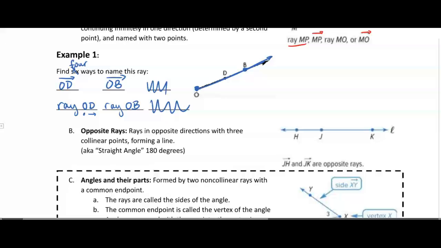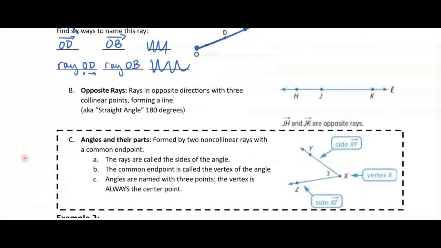When we have any 2 rays going in opposite directions forming a line, these are called opposite rays. They form a line, so I could, for instance, have a pair of rays, we'll say ray JH and ray JK. And these 2 rays together, because they're in perfectly opposite directions, are 180 degrees on each side. They split a circle of 360 in half. The 3 points are collinear.